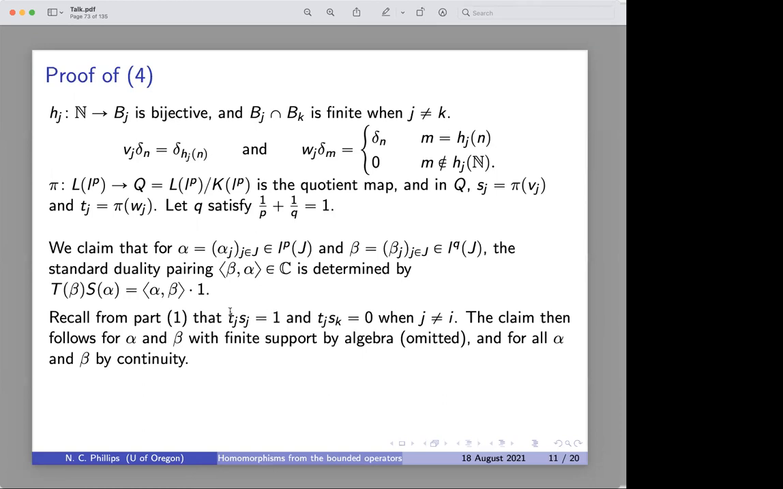It's true for when alpha and beta are each standard basis vectors in LP and LQ of the index set, simply because of this algebraic statement here. And then you get things for finite support by just doing some algebra, and then for general alpha and beta by continuity.